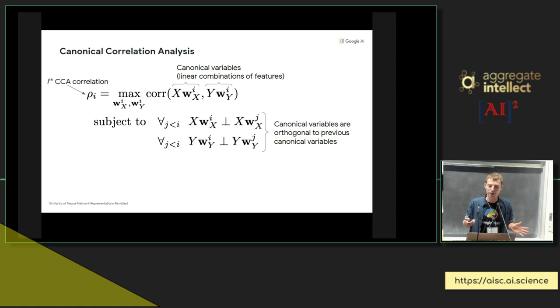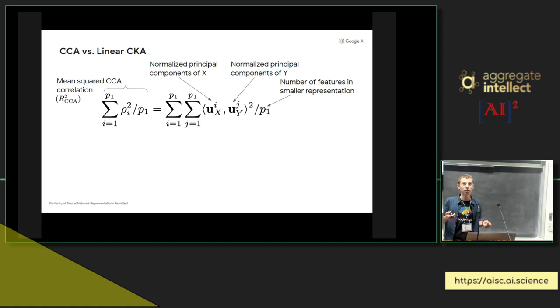It turns out, to get a similarity index from CCA, you can sum up the squared CCA correlations and divide by the total number of CCA correlations, which is the number of features in the smaller representation. And if you do that, it's equivalent to taking the dot product between all possible pairings of principal components of X and Y, with the principal components normalized to unit length, and then again dividing by the number of features in the smaller representation. So you can already see that this looks kind of like CKA.